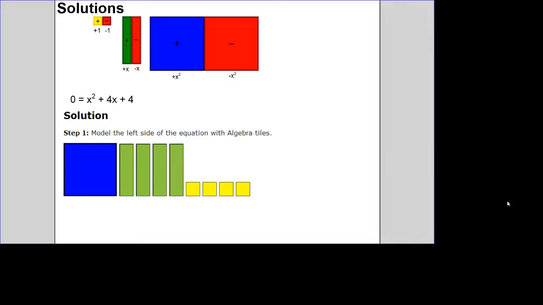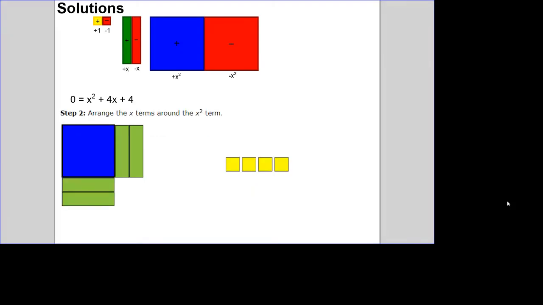We then model that picture. Okay, so remember x squared is the big blue square. 4x's would be 4 green rectangles, and positive 4 would be 4 yellow squares. We then arrange the x terms around the x squared term. Okay, we're trying to make this a square. Okay, hence the name, complete the square.